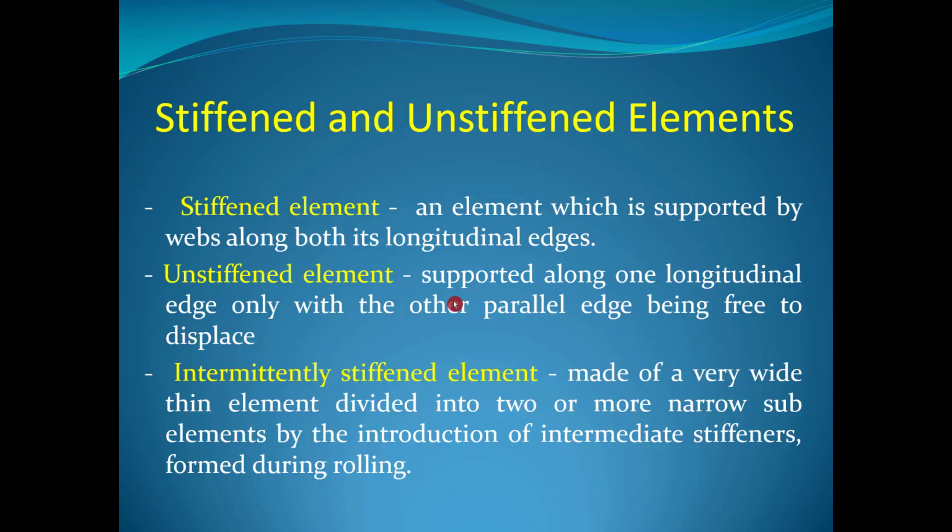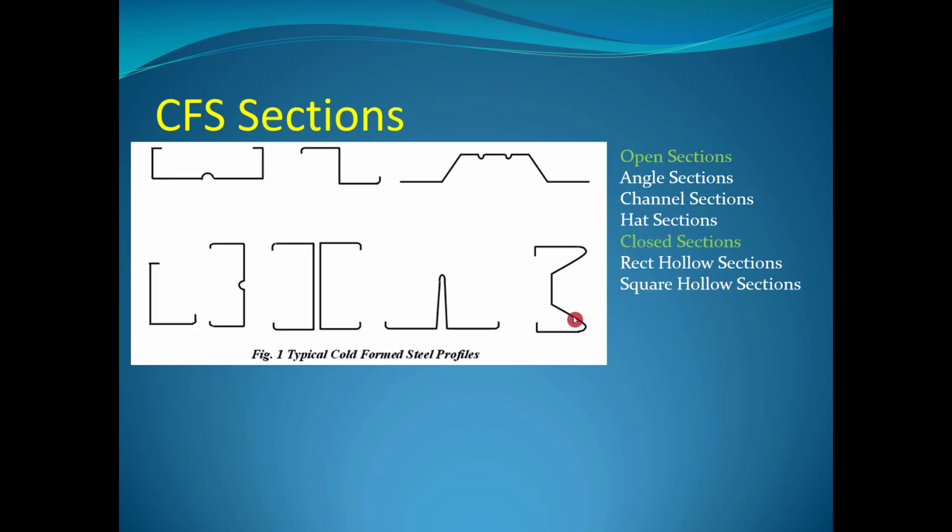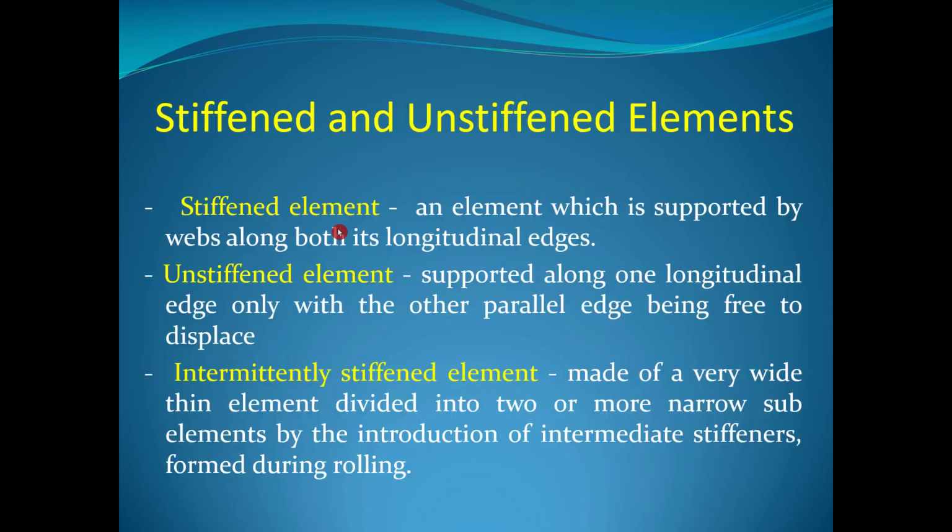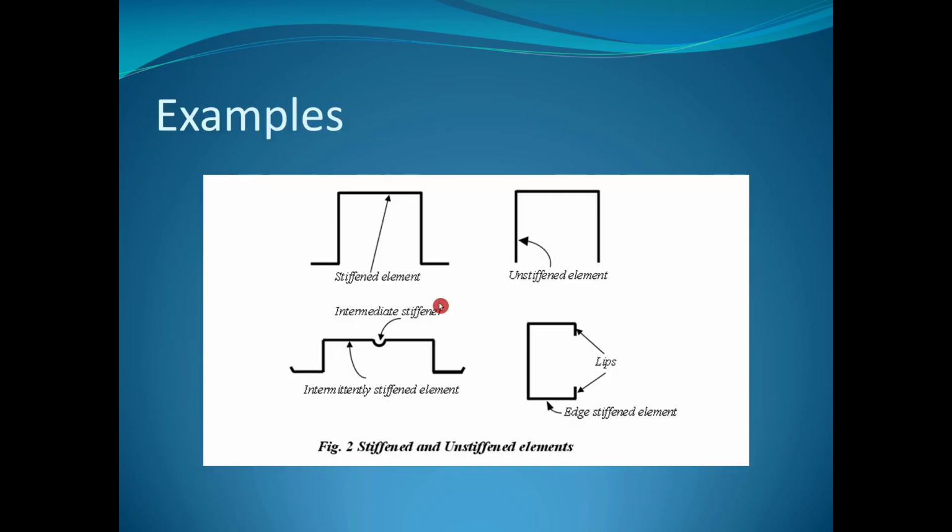The next important topic to discuss is stiffened and unstiffened elements. We just referred to this name in this channel section at this point, where we said this is actually the stiffening. There are two types of elements: one is called a stiffened element, and one is called an unstiffened element. There is one more classification, the intermittently stiffened element. I'll show you the photograph first to make it clear. So this is an example of a stiffened element, and this is the unstiffened element.